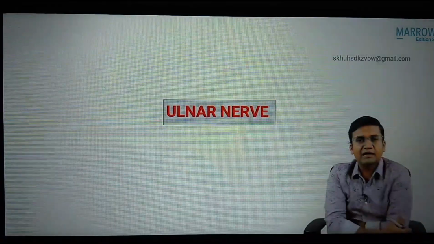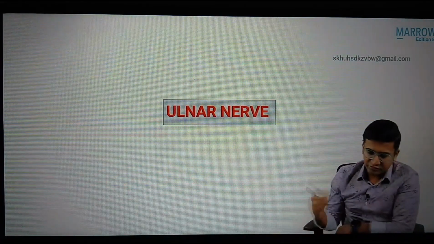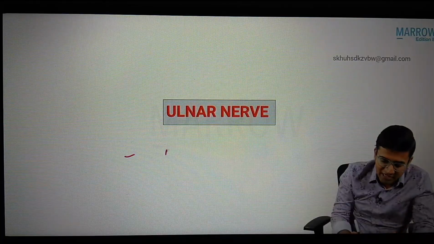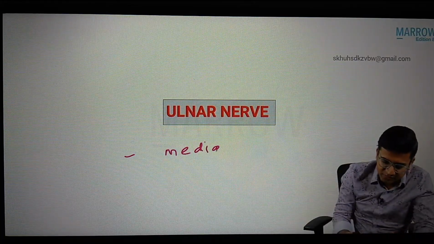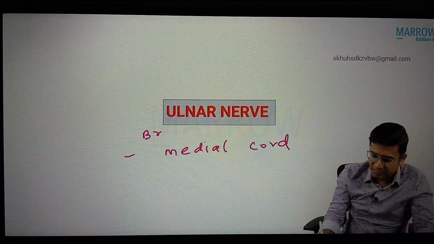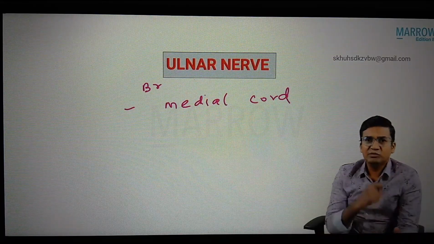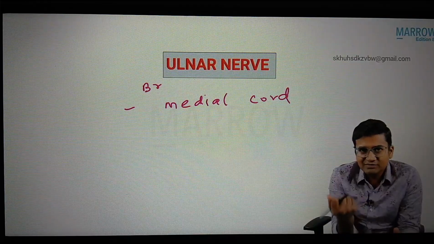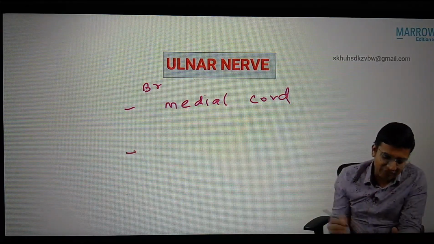So after median nerve, we're going to discuss one more nerve, ulnar nerve. You have to know some basic points. Ulnar nerve is the branch from the medial cord of the brachial plexus. Now medial cord is formed by anterior division of the lower trunk. Lower trunk is formed by C8 and T1 fibers.